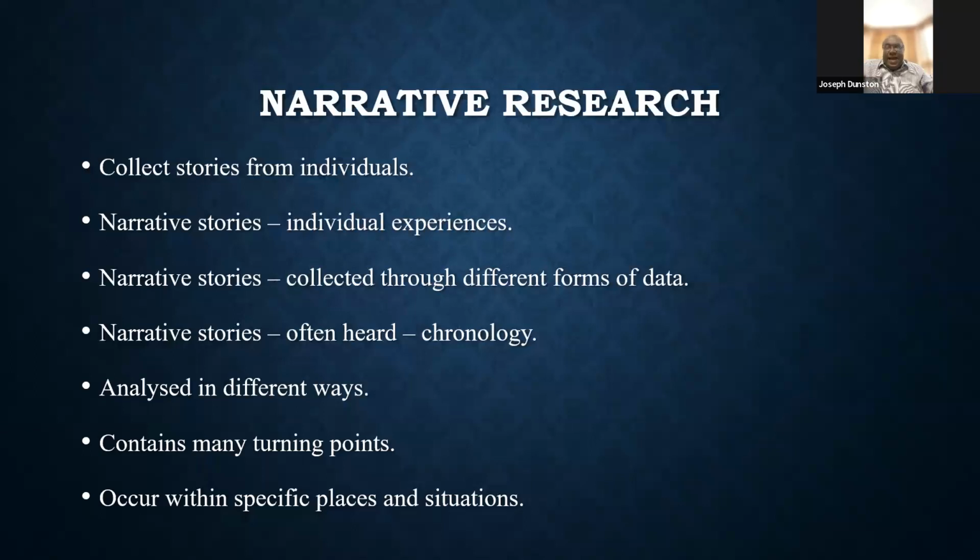When you analyze narrative research, you can see how they see themselves. So narrative stories are collected through different forms of data: interviews, observations, documents, pictures, or other sources of qualitative data. And narrative stories are often heard and shaped by the researchers in their chronological events. They may talk about the past, present, and also their future, chronological, right?